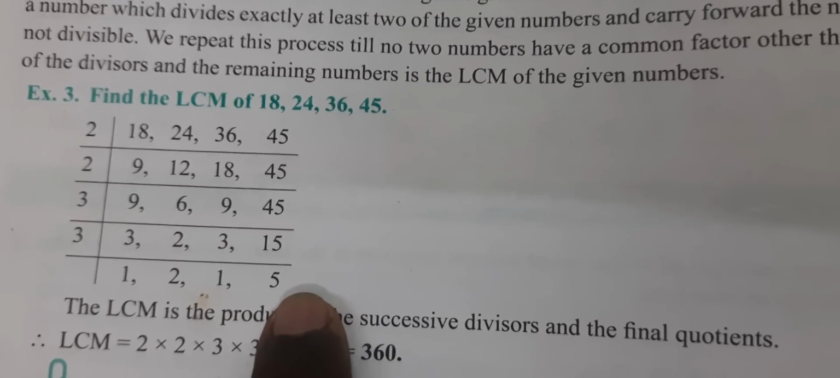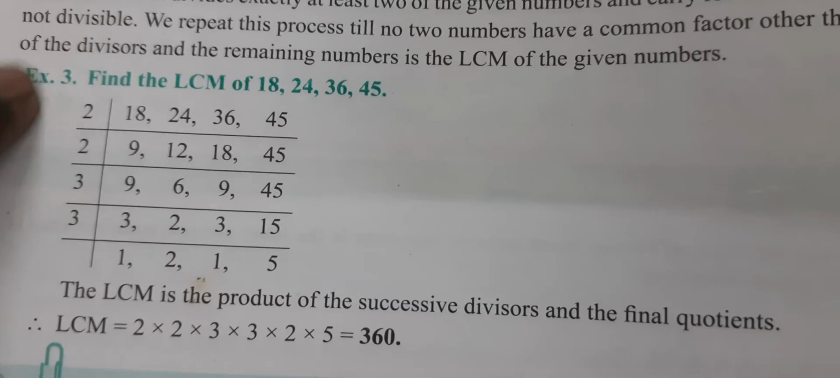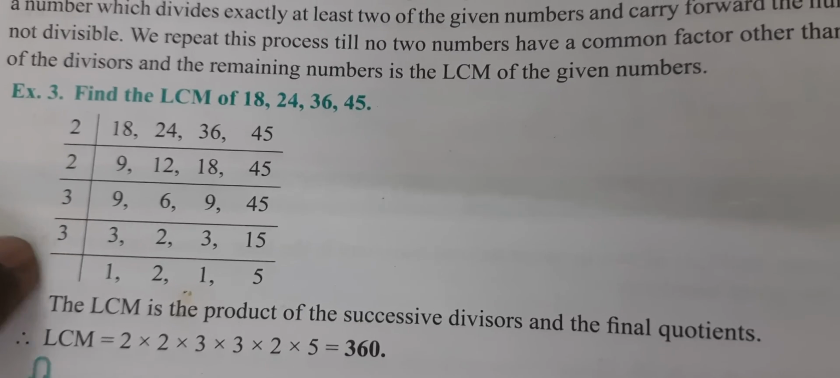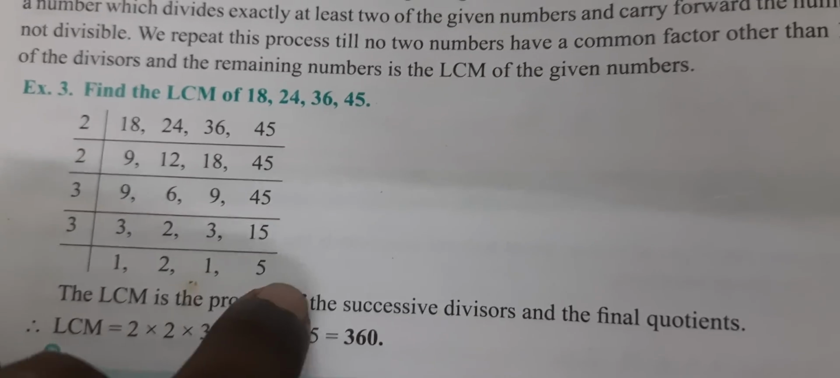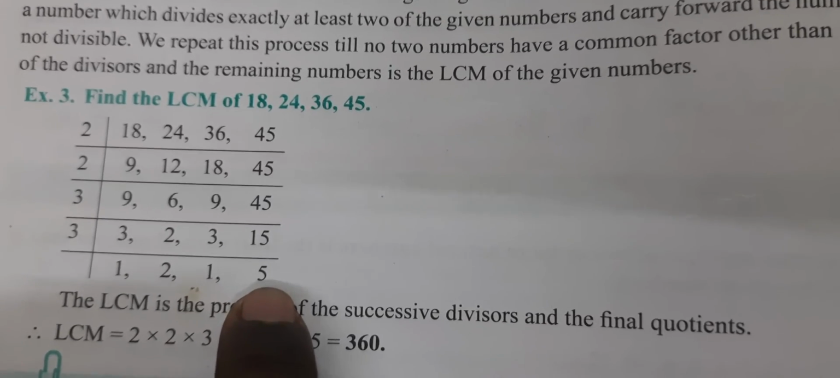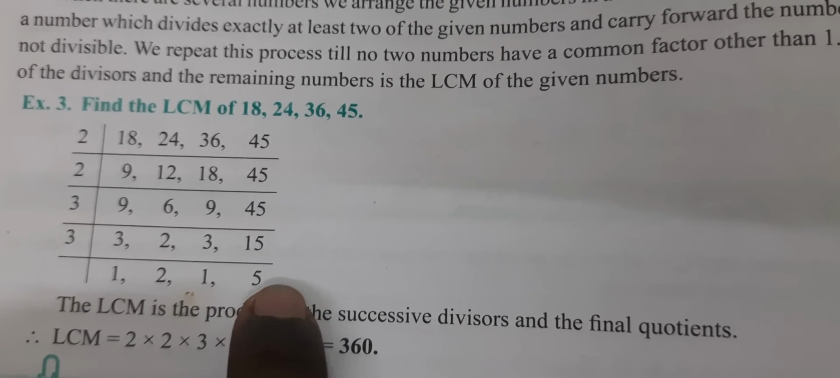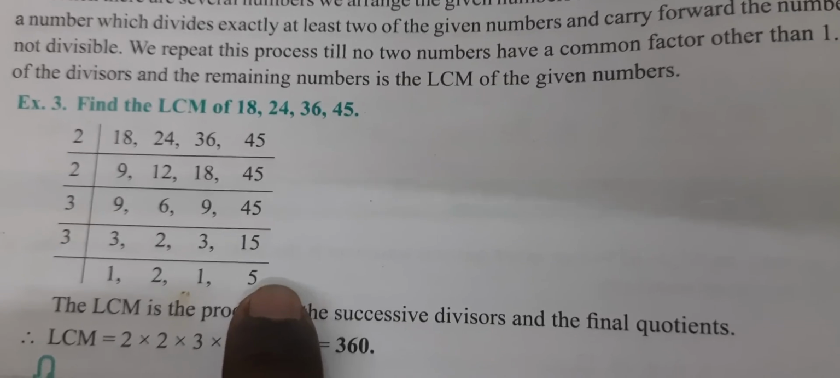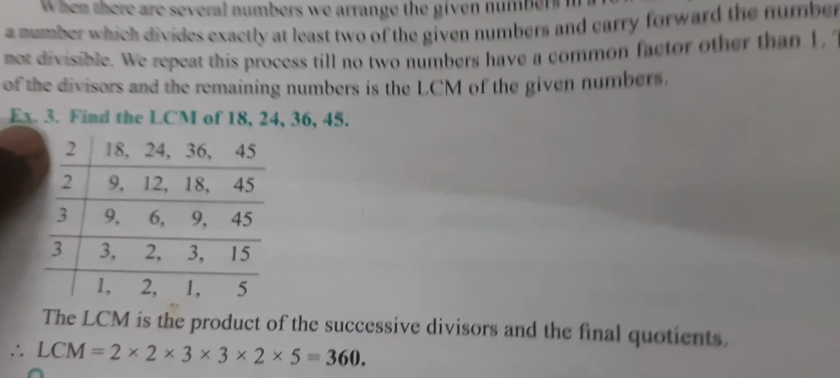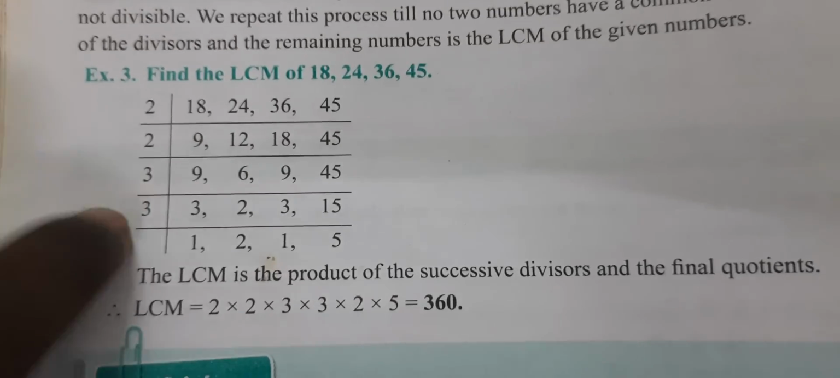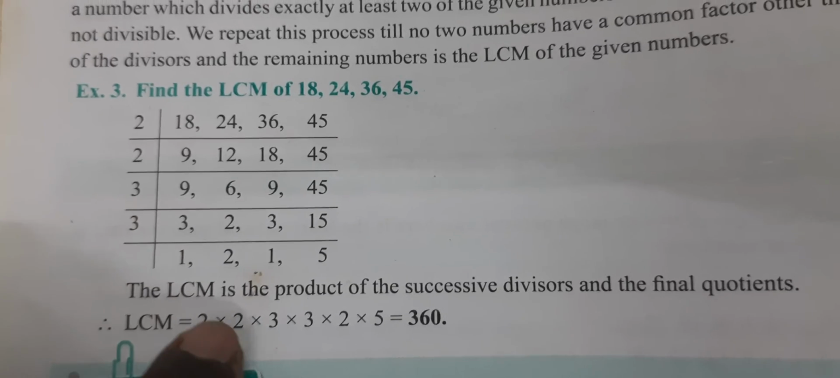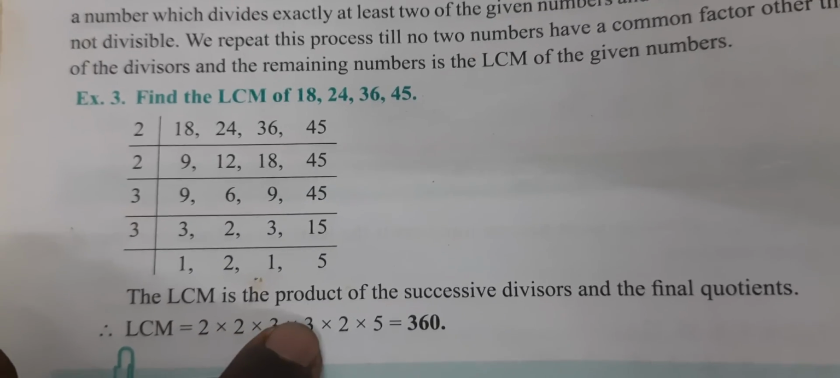Now how to find the LCM? We find LCM by multiplying first the vertical section, then the horizontal section. These numbers which are left in the last row, this is the last horizontal section that will also be multiplied. So first we multiply the vertical section. Vertical means the standing. Okay. So 2 into 2 into 3 into 3. This is the vertical section.